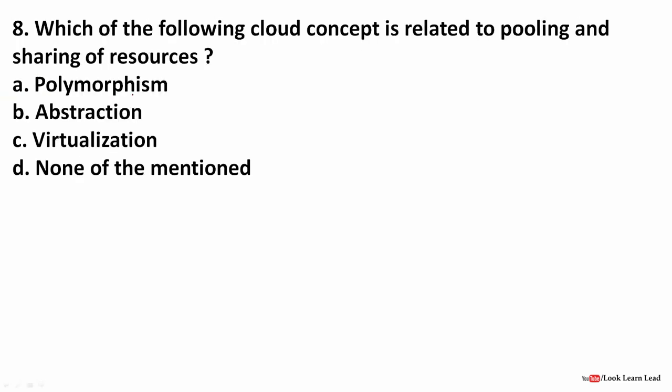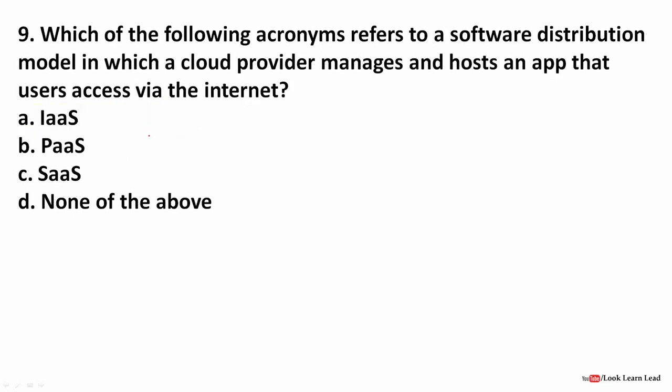Next. Which of the following cloud concepts is related to pooling and sharing of resources? When we talk about pooling and sharing, it means we are having resources in one place and you would be sharing all these. So these things would be in virtualization only. Abstraction is hiding. Polymorphism is something different from pooling and sharing of resources. So this is virtualization.